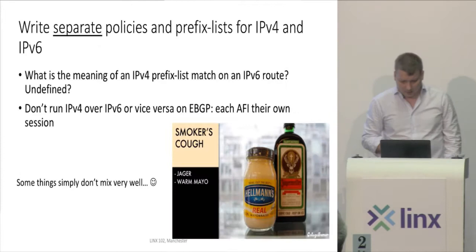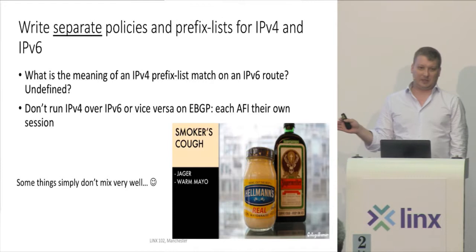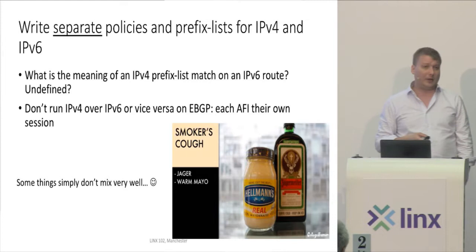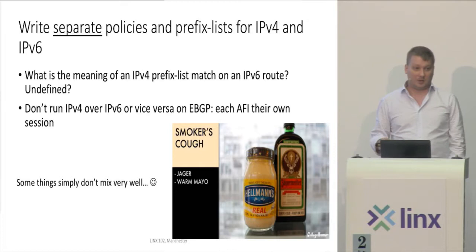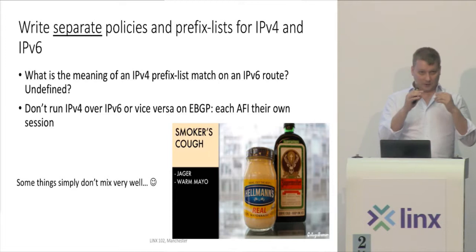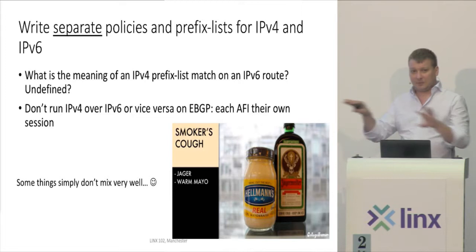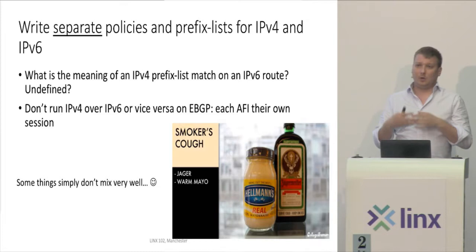Another thing I'd like to recommend, some things should just not be mixed, however delicious it looks. One of them is Jägermeister with warm mayonnaise. Another thing is IPv4 and IPv6 policies. Make sure you define separate V6 policies for your V6 neighbors, separate V4 policies for your IPv4 neighbors. Keep the prefix lists apart, give them different names. This way, you will reduce the chances of ever running into weird corner cases.